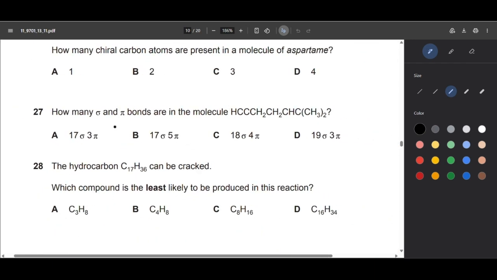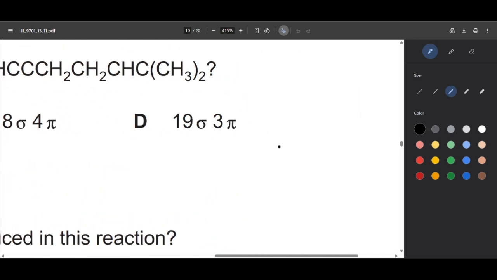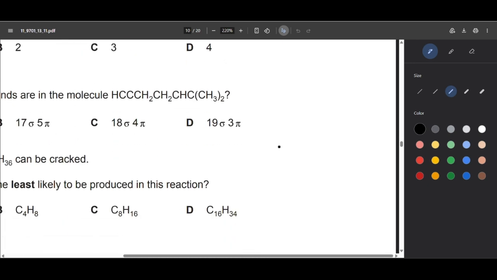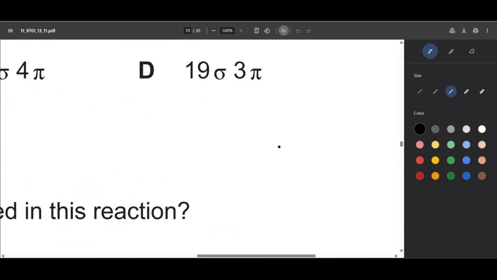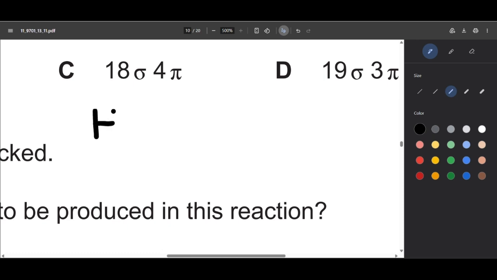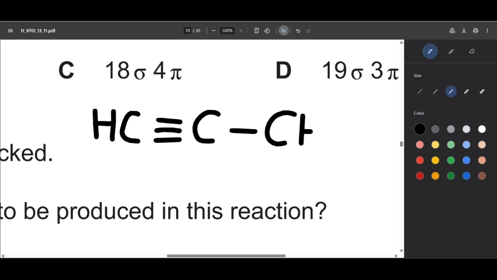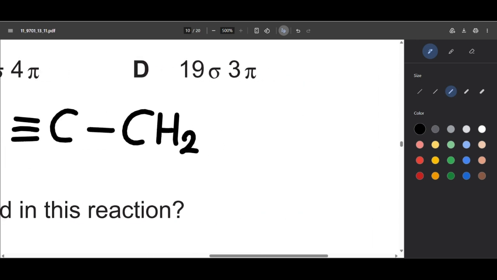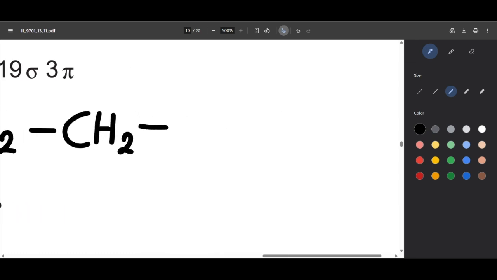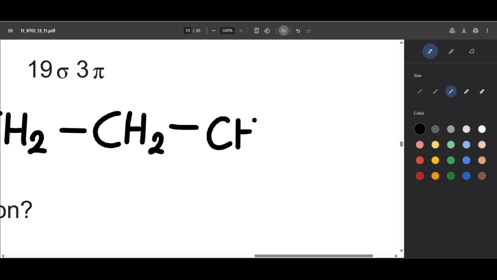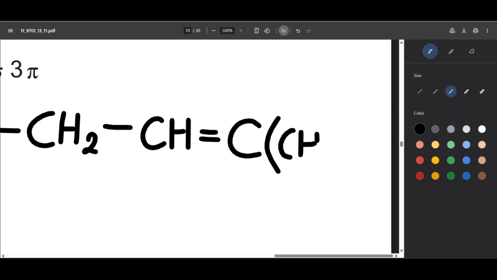Okay, we move to the next question. How many sigma bonds and pi bonds are in this molecule? So let's just draw it. Okay, here. So the bonding is HC triple bond with C, bond with CH2, and bond with CH2, bond with CH, double bond C, and CH3.